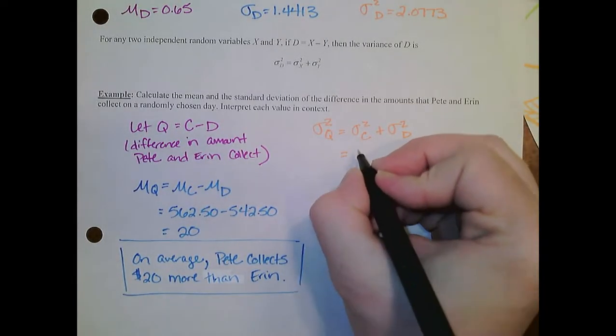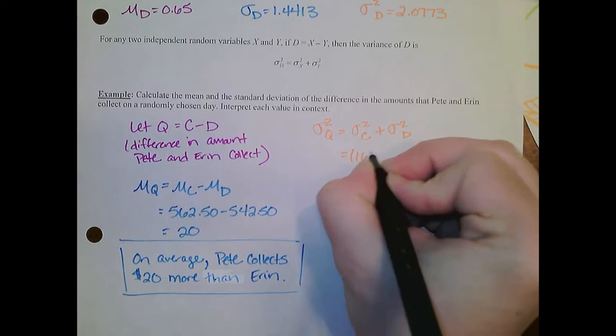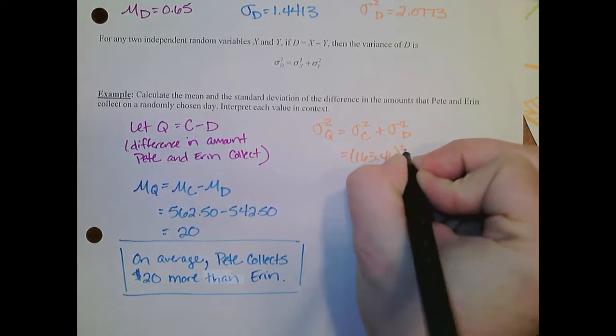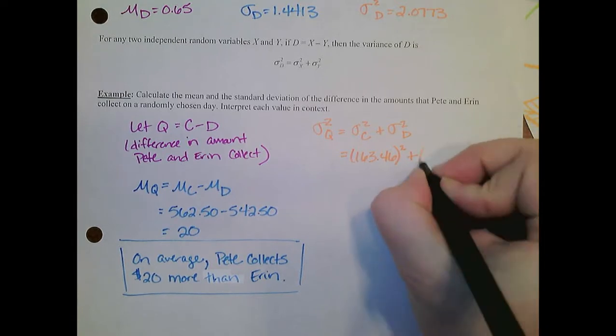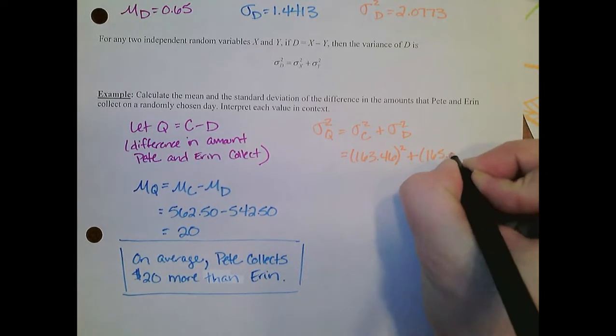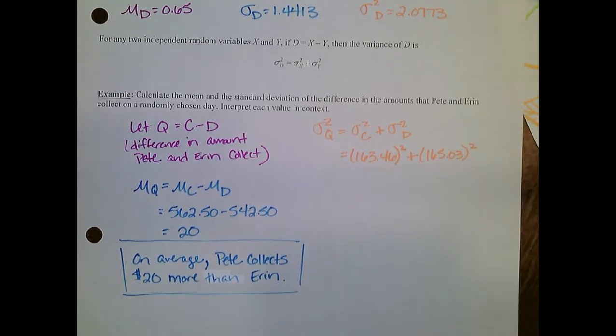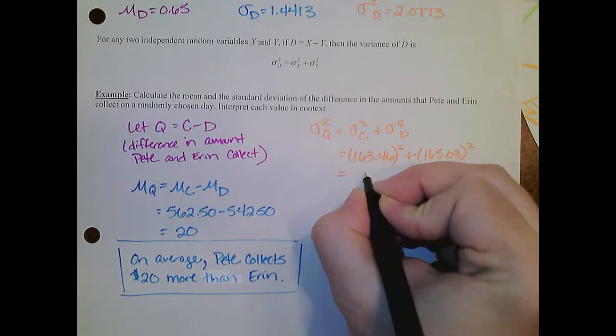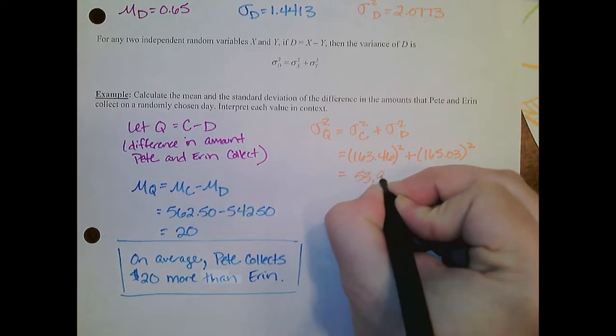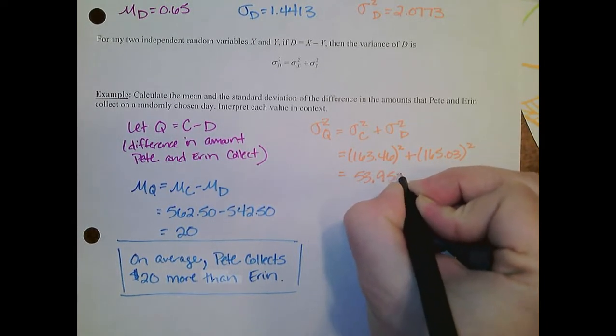So we have 163.46 squared gives us the variance for C. And 165.03, the standard deviation squared, will give us the variance of D, which comes out to 53,954.07.